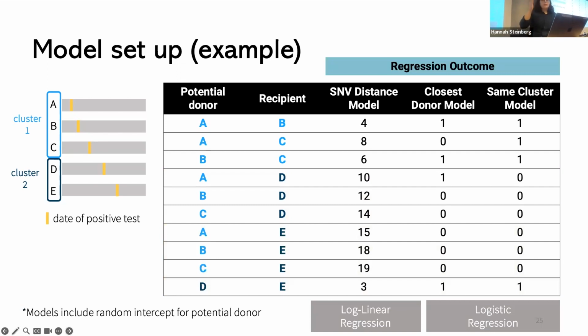So these 3 columns are basically going to be the outcome in 3 separate models. The SNP distance model will be a log linear regression, and the closest donor model and the same cluster model will be logistic regression since they're all 0s and 1s. And each of these models will include a random intercept for the potential donor.